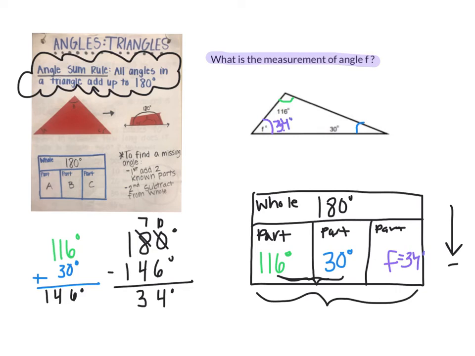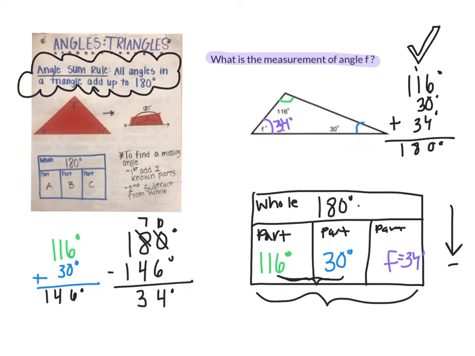All right, so one way that we could check our work to make sure our missing angle is really 34 degrees is to add up all three parts to double check that they add up to 180 degrees. So we've got 116 degrees plus 30 degrees plus 34 degrees. 6 plus 4 is 10. 3 plus 3 is 6. Plus 1 is 8. Bring down my 1: 180 degrees.